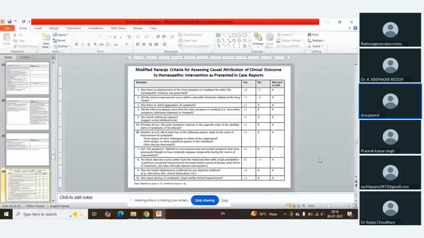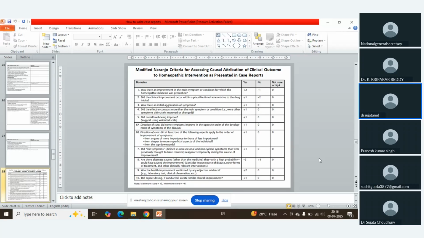Actually, the Naranjo criteria is applicable for assessing ADR. ADR means adverse drug reaction. But the modified Naranjo criteria is reformed to assess the causal attribution of the clinical outcome and homeopathic intervention. Under this, there are 10 questions in this criteria, from where we can assess whether the outcome of the treatment is the real cause of the medicine, or the medicine is effective in that particular case.